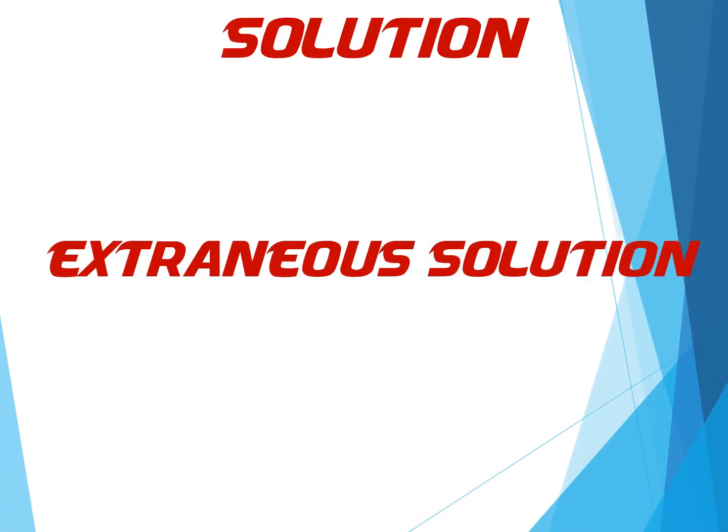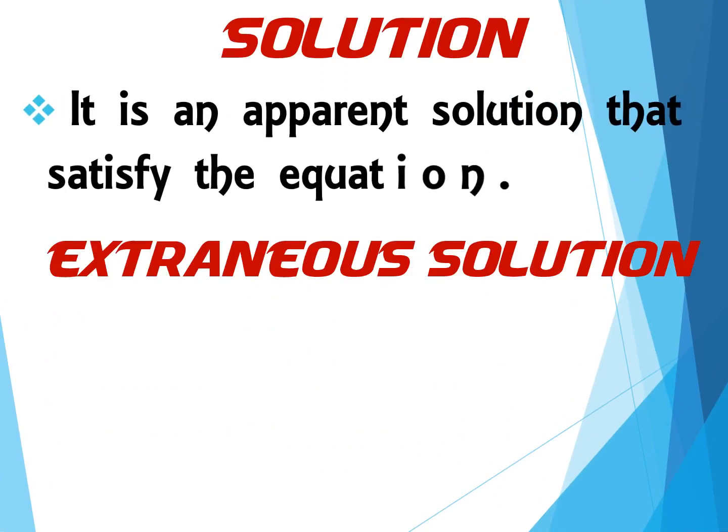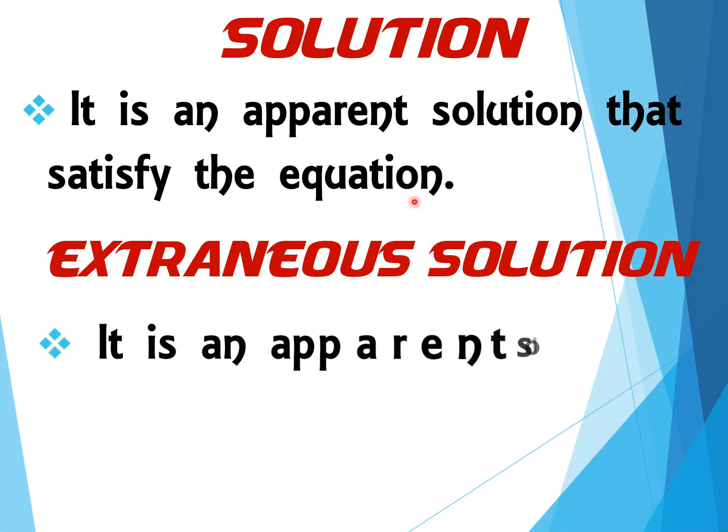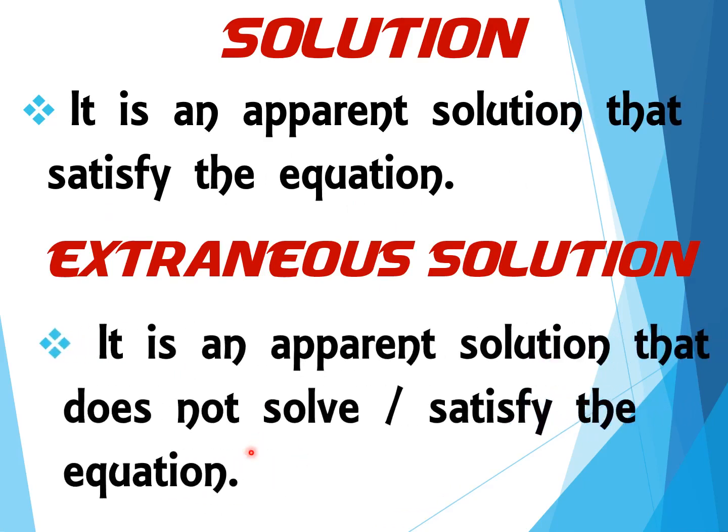But what is the difference between a solution and an extraneous solution? A solution is an apparent solution that satisfies the given equation, while an extraneous solution does not satisfy the equation. Meaning, they are values of the variable that you have solved, but when you substitute the value into the entire rational equation, a solution will make it equal, but an extraneous solution will not make the entire equation equal.